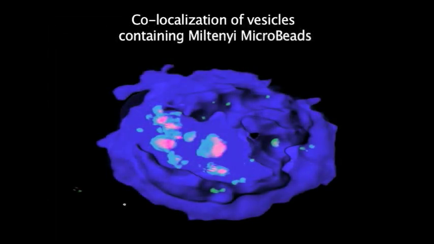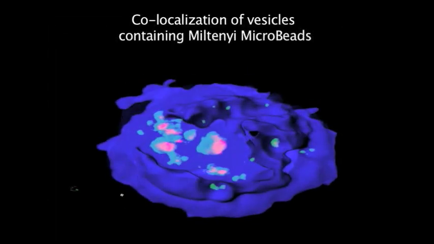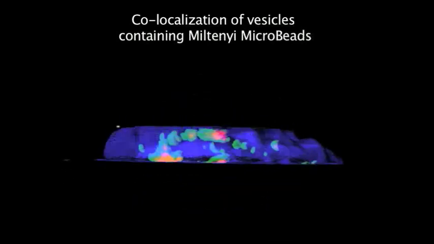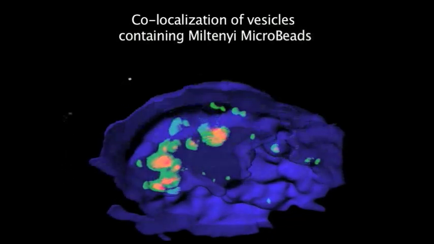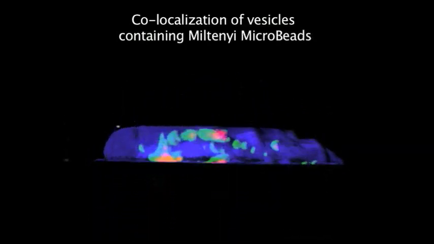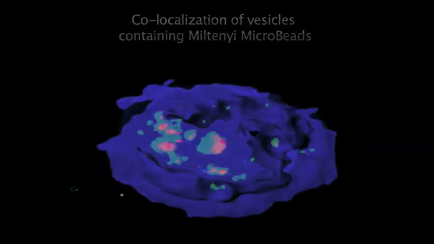Using isosurface imaging, we see the vesicles containing the Miltenyi microbeads are co-localizing with acidic compartments. Acidic vesicles are labeled with LysoTracker green, and yellow color indicates co-localization with the Miltenyi microbeads.